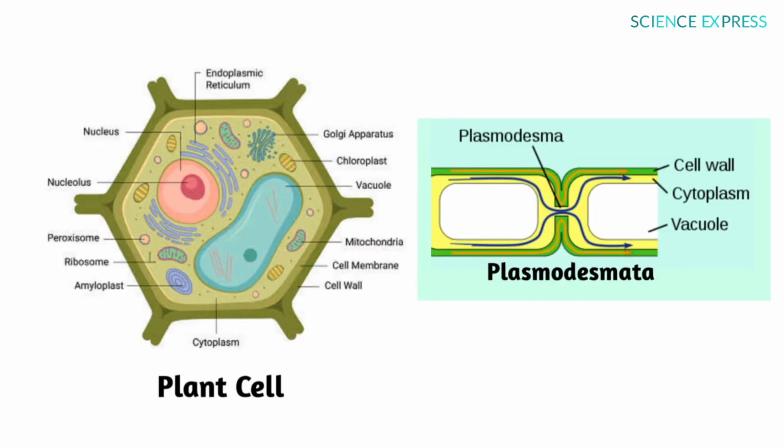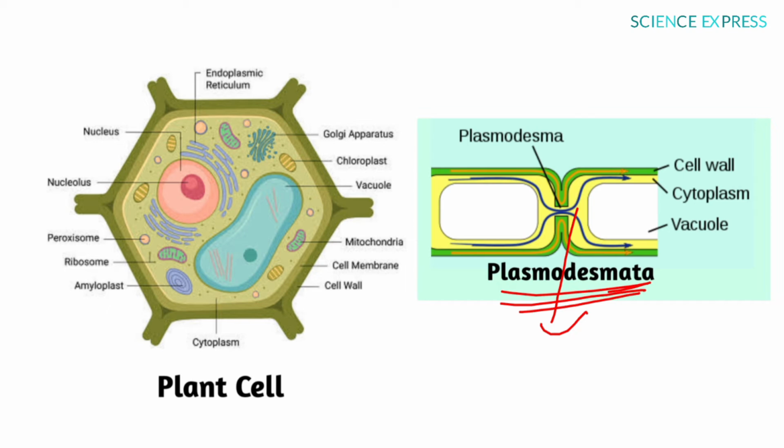Now discuss about the plasmodesmata. It is an intercellular connection between the cells. So the cell wall by nature is a non-living structure. So how can the molecule transfer from one cell to another cell? The junction is called plasmodesmata. It is an intercellular junction.